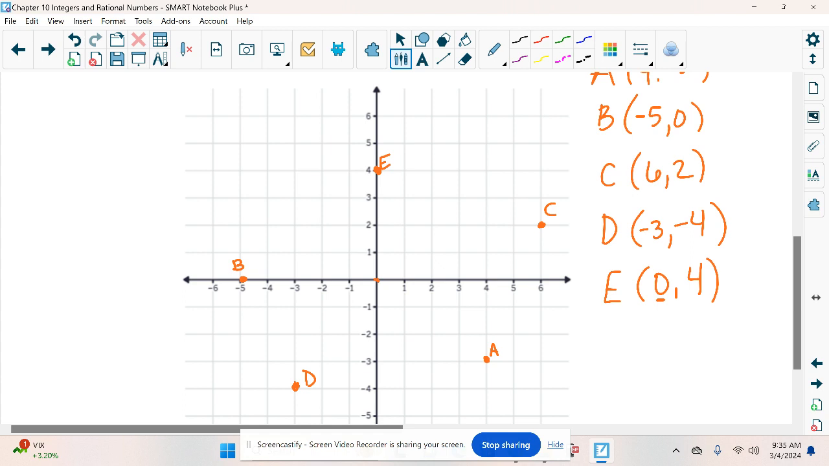It's not in a quadrant, so where is it at? A number line. On the x-axis. Is it on the positive axis or the negative? The negative. So I would describe it as the negative x-axis. So how would you describe where E is at? The positive y-axis.